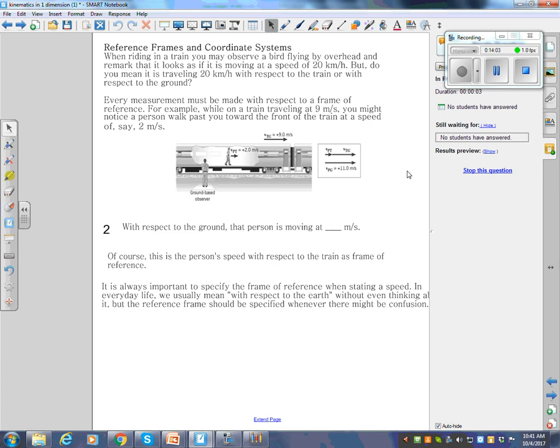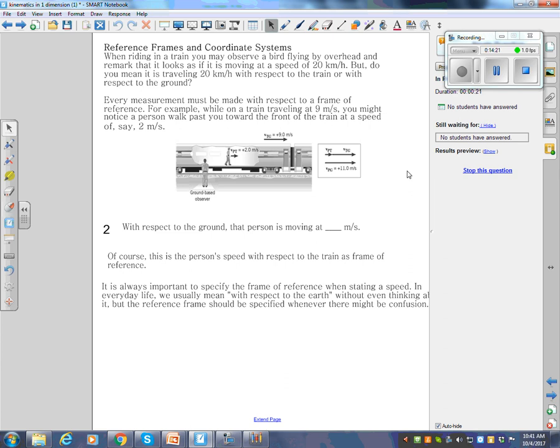Okay, I'm going to go through that again, because you just realized, oh, I have to remember this and think. Jason and I are riding on a train. We're traveling at 9 meters per second. I walk past him at 2 meters per second. He says 2. What does Anna say?